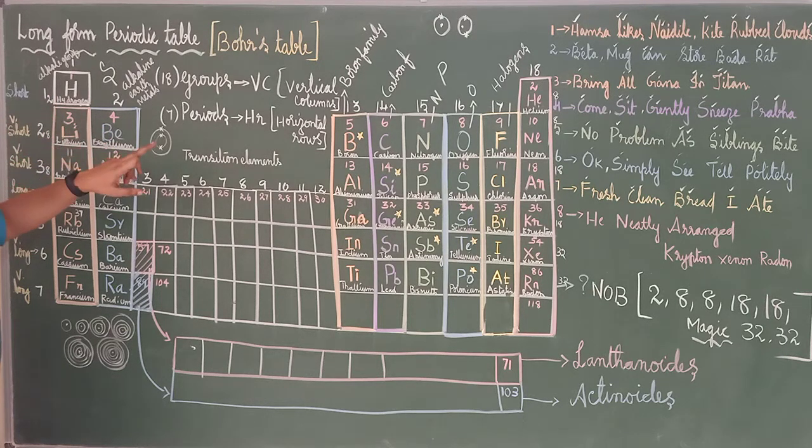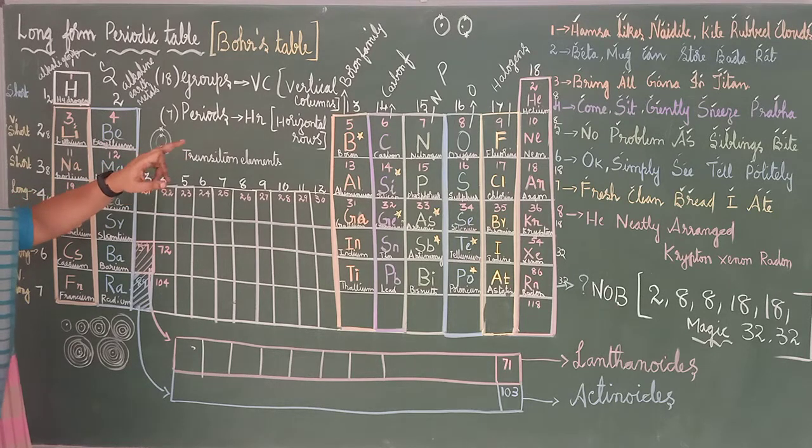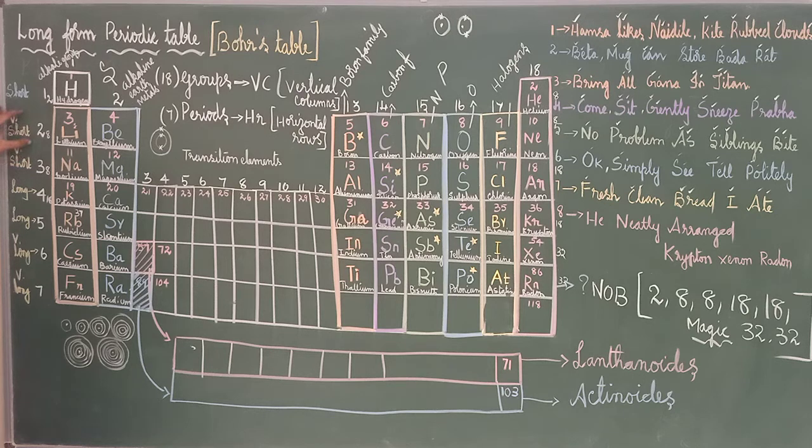Lithium, beryllium, boron, carbon, nitrogen, oxygen, fluorine, neon. This is a short period. Very short. Short period. And this is also a short period. Which one? Sodium, magnesium, aluminium, silicon, phosphorus. They are also short. And these two are short. And the first one is very short.